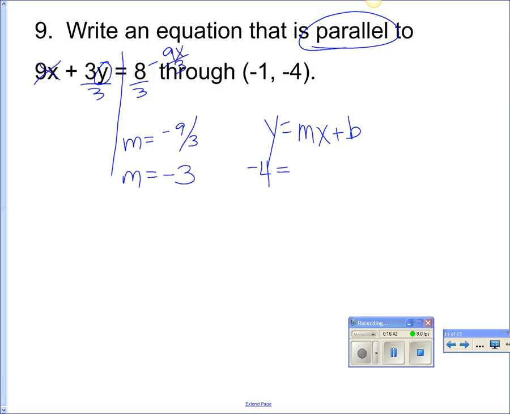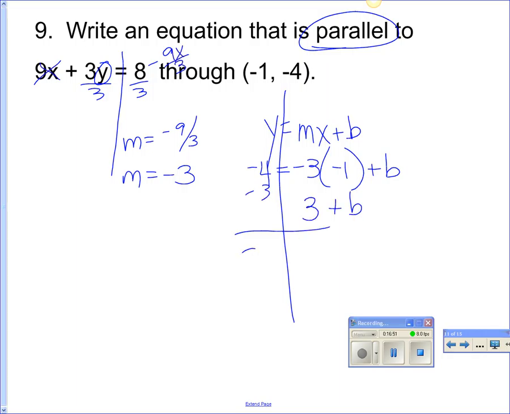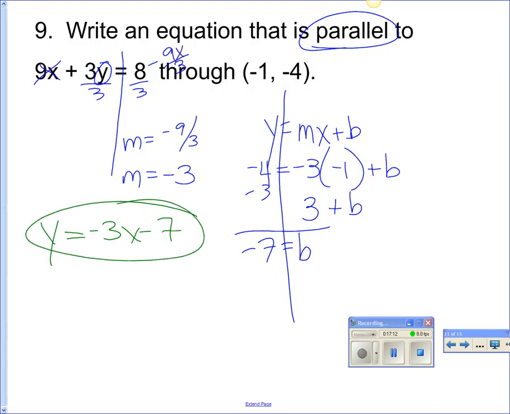-4 goes in for y, -3 for m, -1 for x. Multiply these, you get +3. When you move it over here, it's negative, so you get -7 equals B. All right? So try to catch yourself from making that same mistake over and over. So my answer, y equals, Allison, what would your final answer be? Y equals, good. Y equals -3x plus 7.